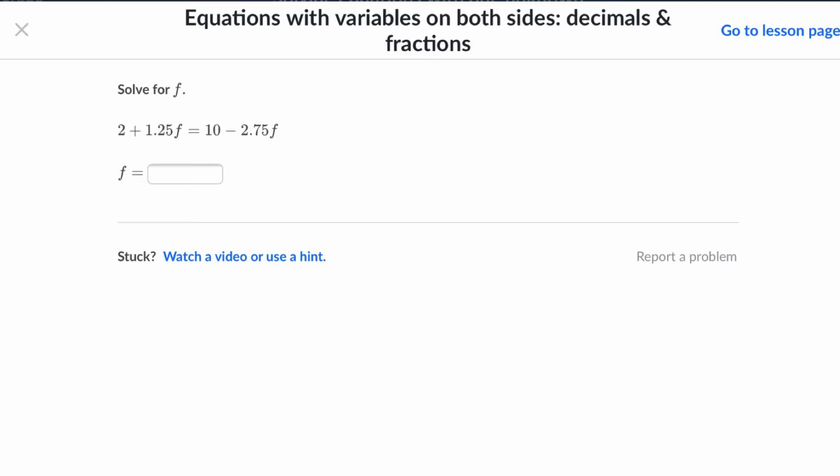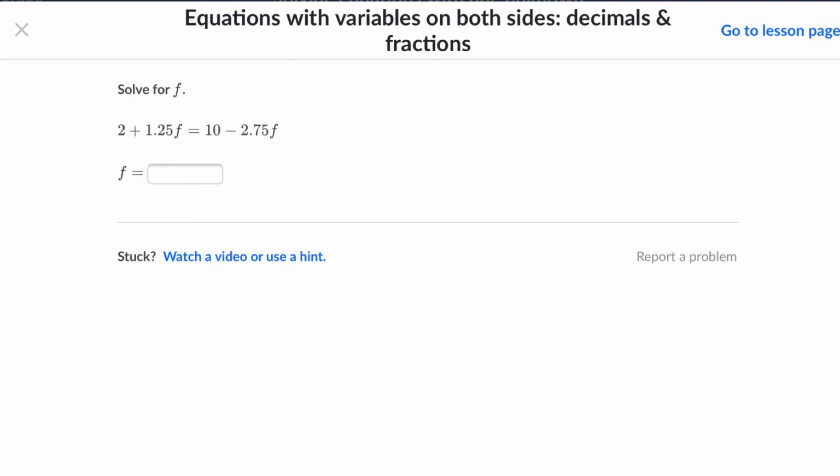I need to remind myself that there are two sides to the equal sign. And if I want to put these two together, I can't do that directly. I have to use inverse operations. So I think what I'll do is subtract 2 from both sides, just so I can collect all of the constants on the right-hand side of the equal sign.